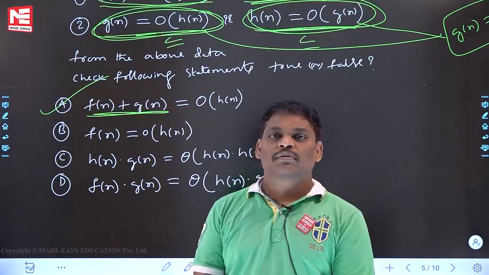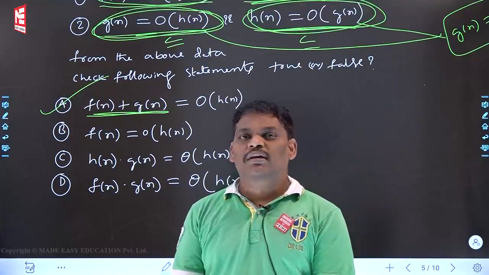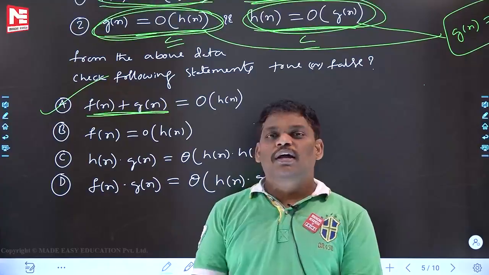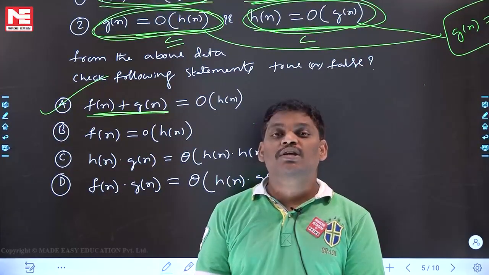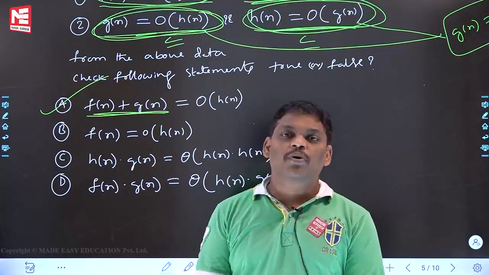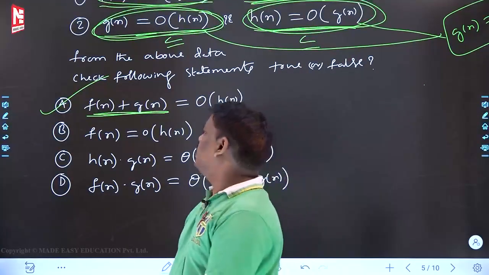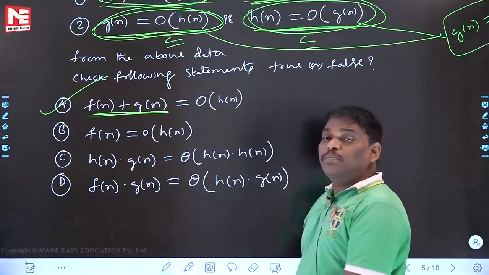Omega, yes, because on the left and right sides, the greater function is equal. In option A, if you observe, the bigger function on the left and right is equal. So big O is possible, omega is possible, theta is possible. Small o has no chance, small omega has no chance. Everyone knows that. Let's go to option B.